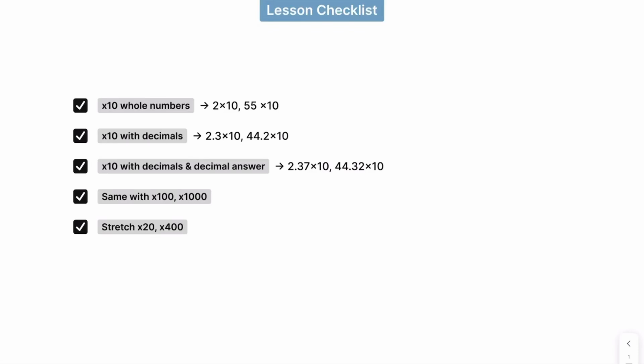So in this video, we're going to look at various types of examples around timesing by 10, 100 and 1000. On this slide, you can see all the different types of examples we're going to cover. We're going to start by multiplying by 10. Then we're going to look at whole numbers, decimal numbers that lead to answers, and then move on to doing the exact same thing, looking at times 100 and 1000, and finally looking at times 20 and 400, how we can use the same concepts and apply them there.